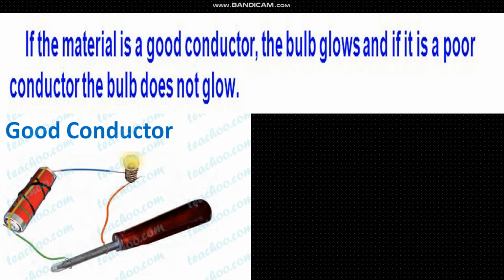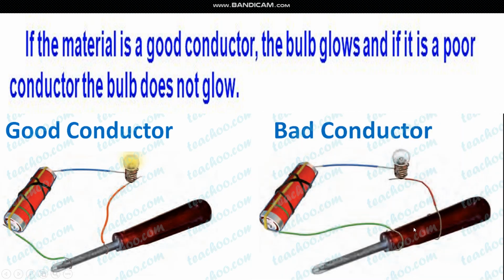And how to check whether it is a bad conductor or a poor conductor of electricity? If the bulb does not glow, we can say it is a poor conductor of electricity. Here we can see the plastic part, that means the handle of the screwdriver, is brought in between the two wires. So we can see the bulb does not glow. That means this plastic is a bad conductor or poor conductor of electricity.